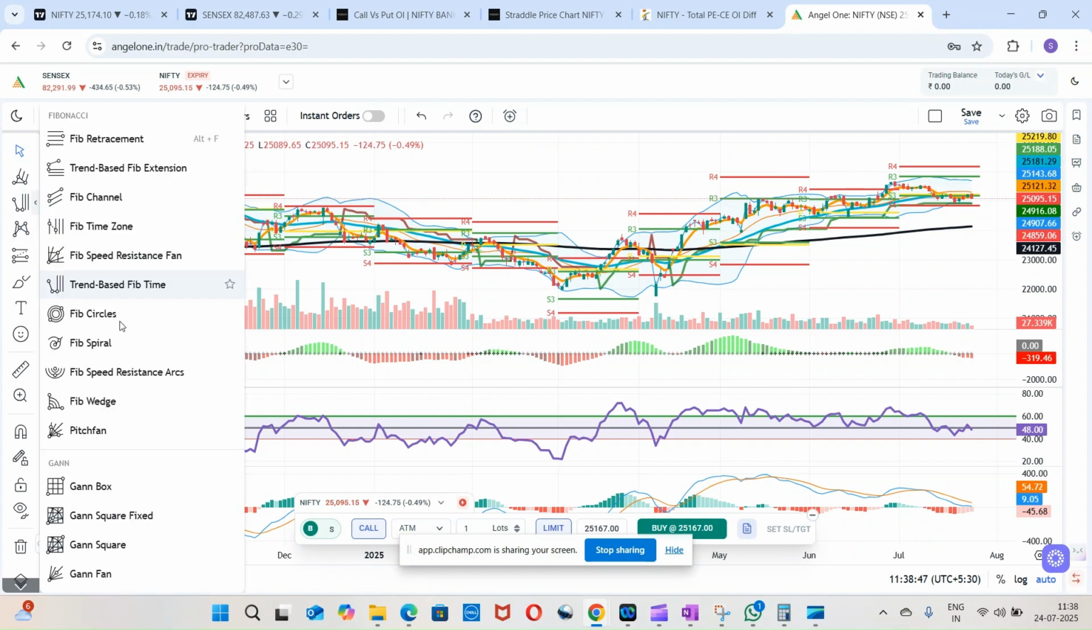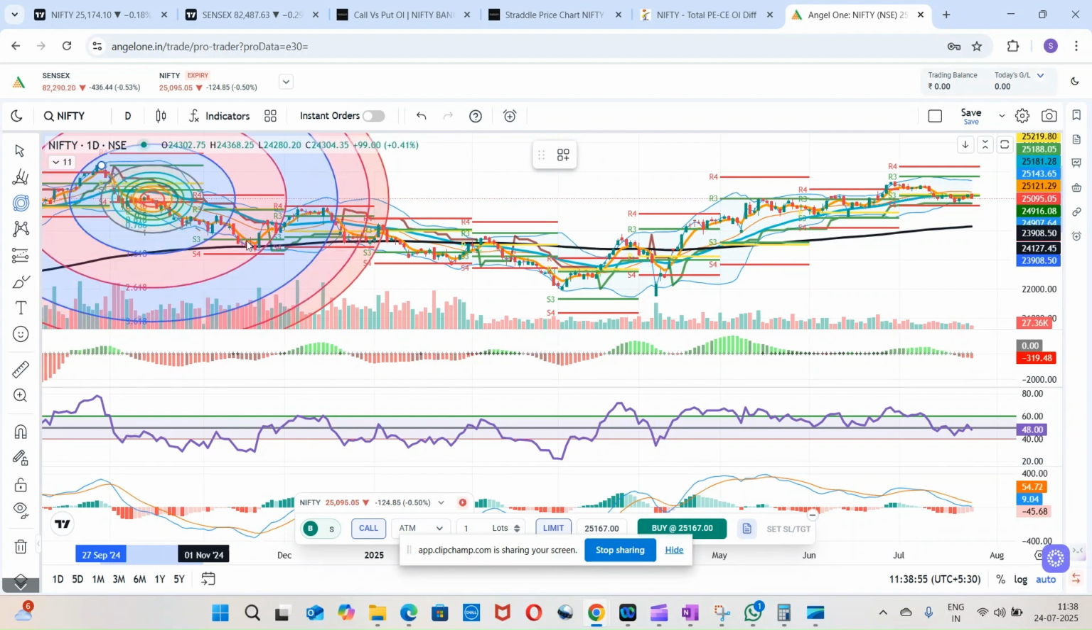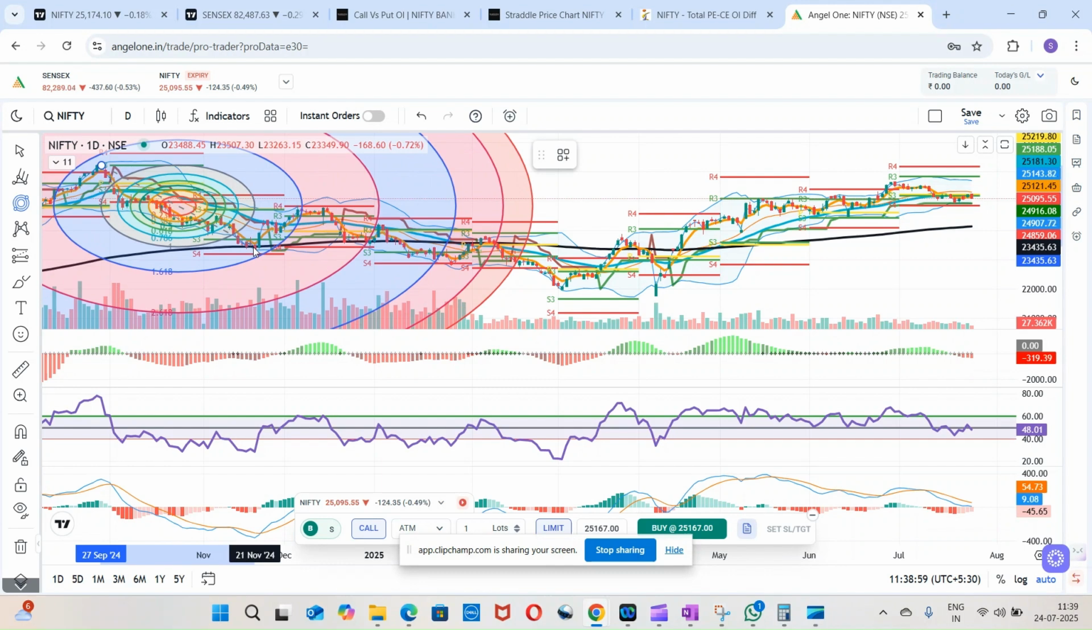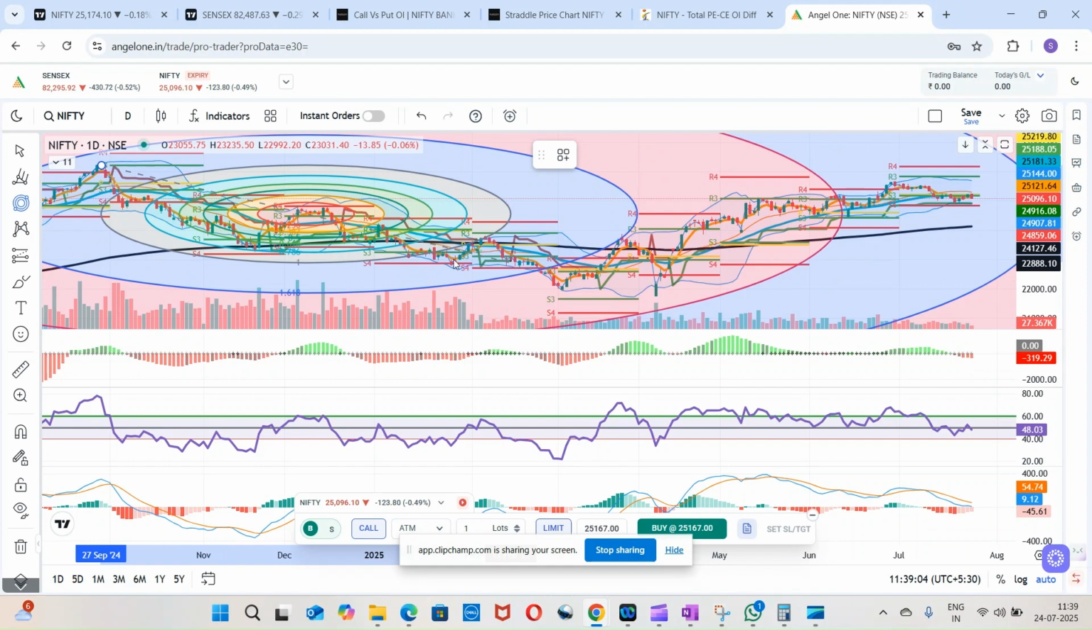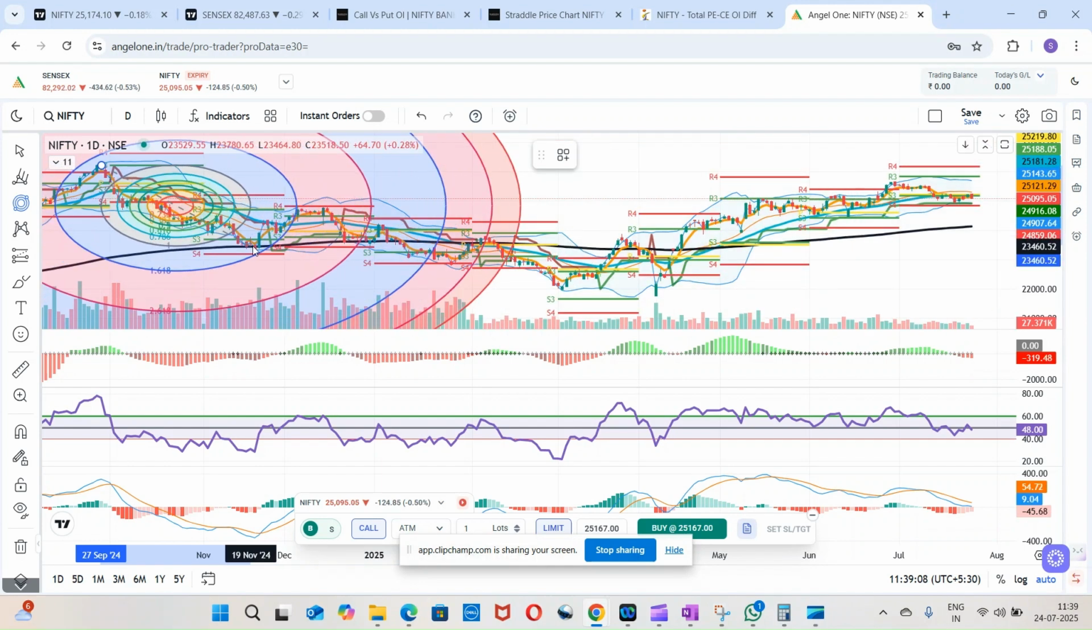Let's see fib circles now. Fib circles, so you take a pivot, which this one is a pivot, right? So you take a pivot and draw it like this. So we have to do till here. This is a pivot, right? So here if you do, you see different lines are formed, and we need to watch these circle areas, what is happening around that area.